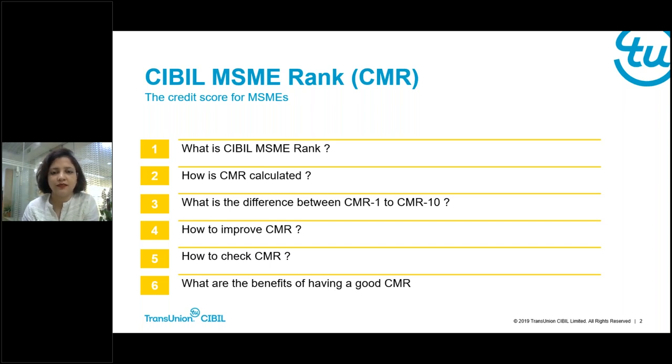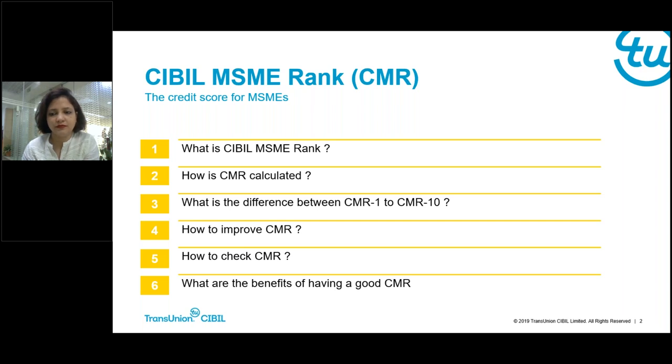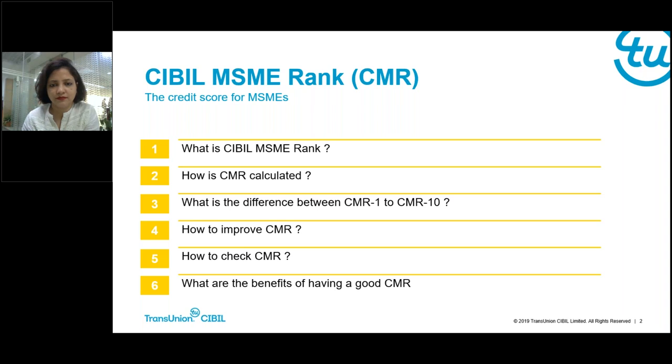Third, we will get into the difference between different CMR ranks. So from CMR 1 to CMR 10, it's a 10 rank scoring algorithm, and what the final outcome actually looks to be, what's the difference between each one of these rank values is what we will also talk about.